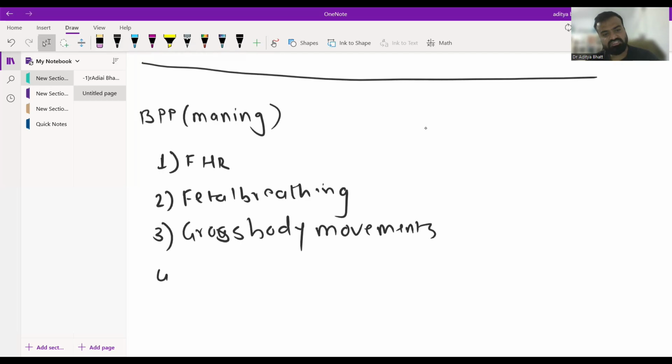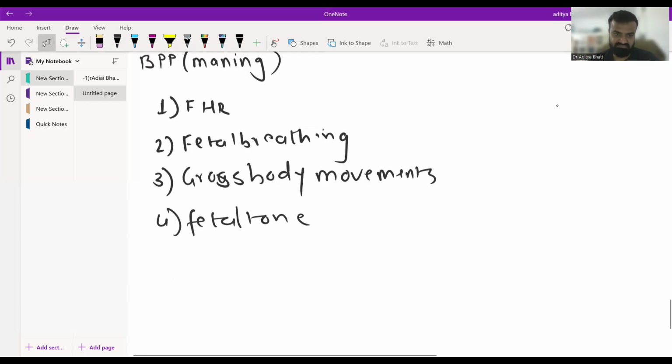Okay. Fourth is tone. Fetal tone can be seen by the extensor flexor movements. Obviously, the child is in the position of generalized flexion. And fifth is amniotic fluid volume. So this is the Manning score, and it has 5 components, and each is scored as 0, 1, or 2. Okay, 0, 1, and 2.